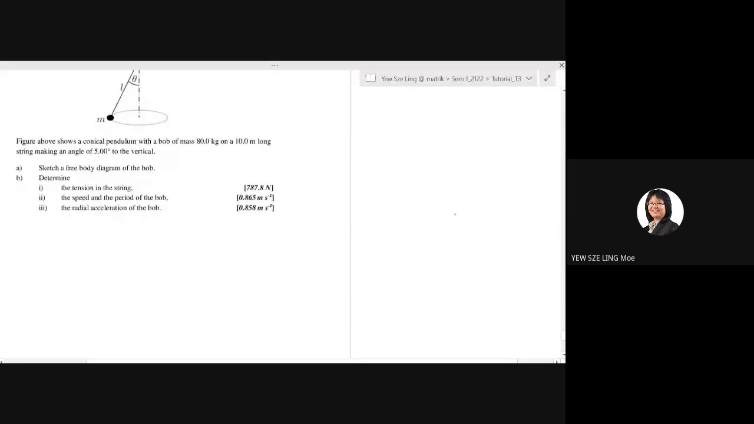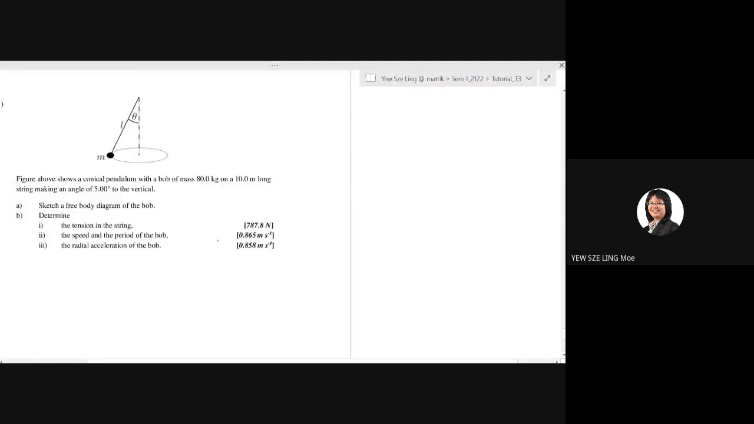So the last question is a conical pendulum case. The figure above shows a conical pendulum with a bob of mass. Now you're given mass 80 kg, and a 10-meter long string. So this is your L. Don't get it wrong, this 10 meter is not the radius. The radius is from the mass until the vertical line. This is the radius. But the 10 meters given is the length of the string. The given angle is 5 degrees.